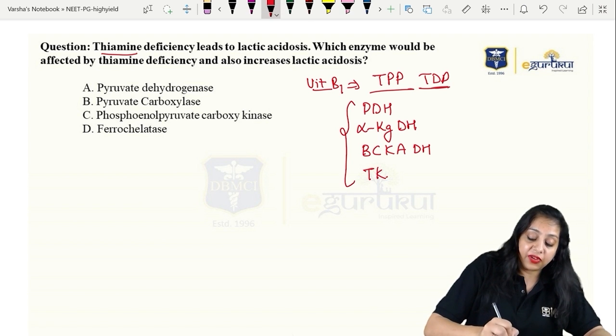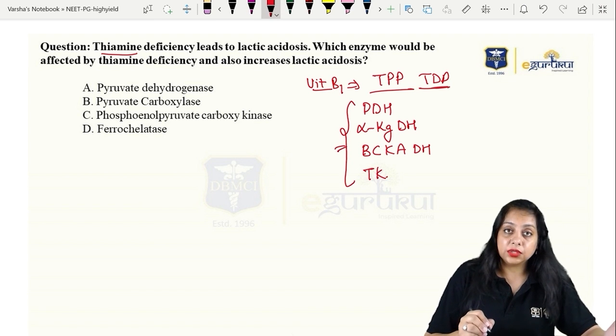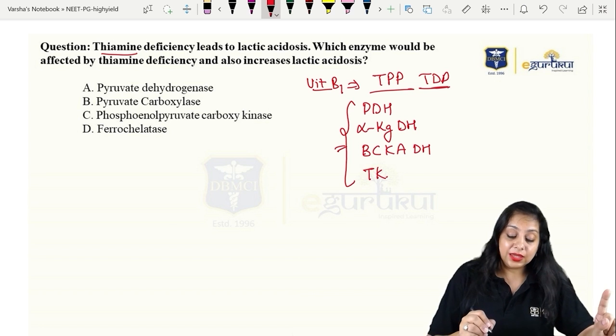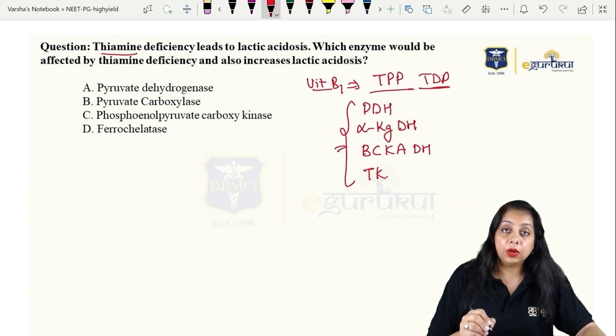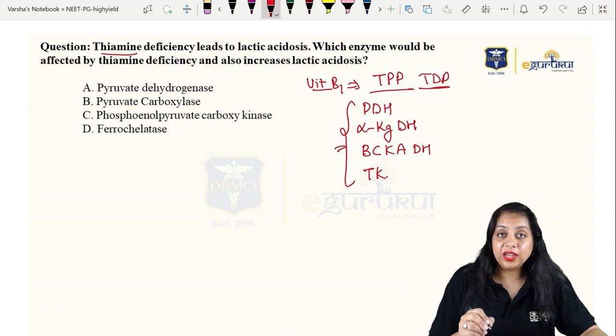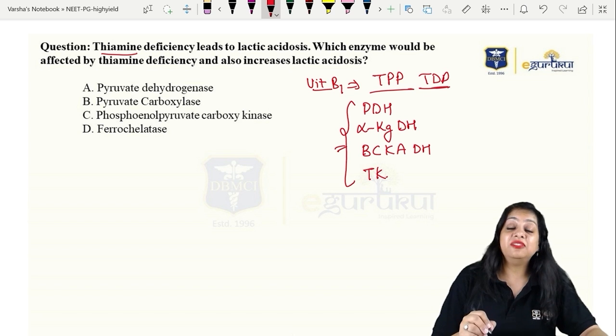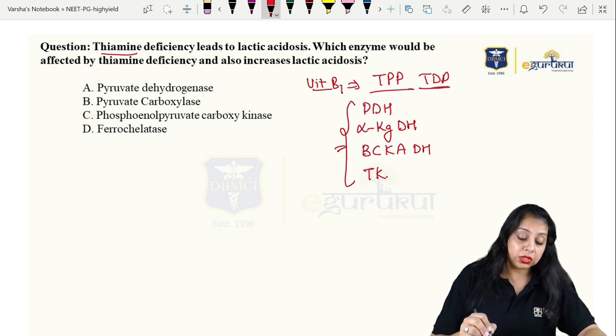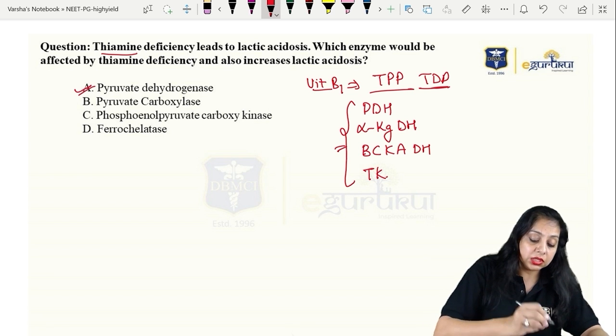This is the standard fact. You have to just know this. All these important dehydrogenases and also the transketolase in the HMP shunt, right? They all require vitamin B1. And all these enzymes are related to energy production. So deficiency of vitamin B1 makes the patient feel very lethargic because energy is not being produced in the body. So answer to this is the choice A.